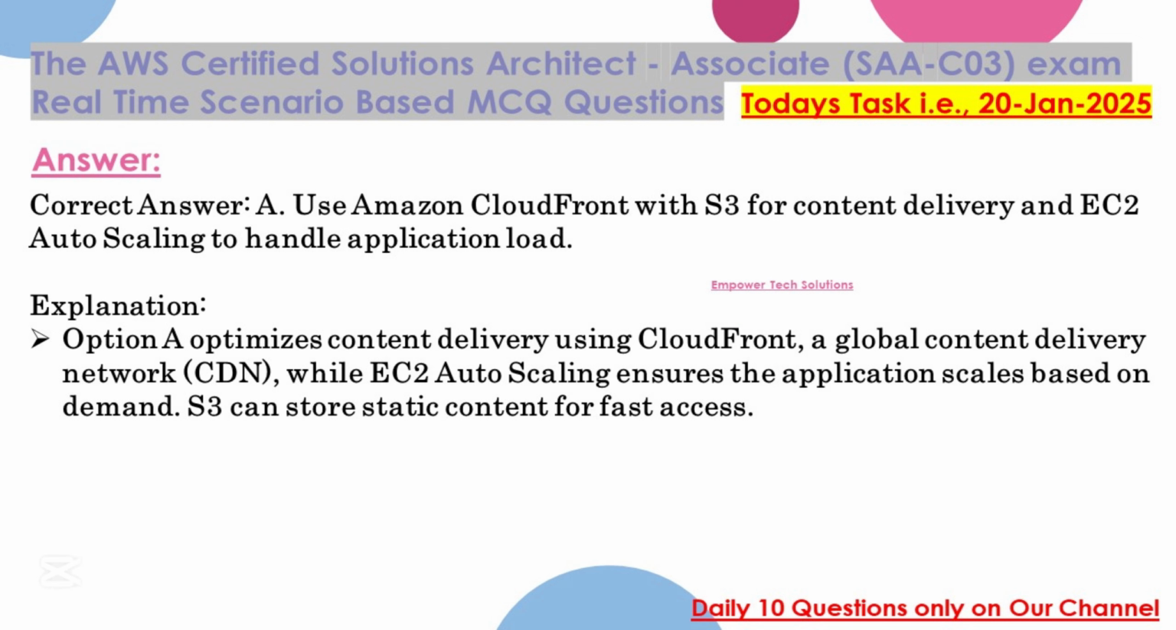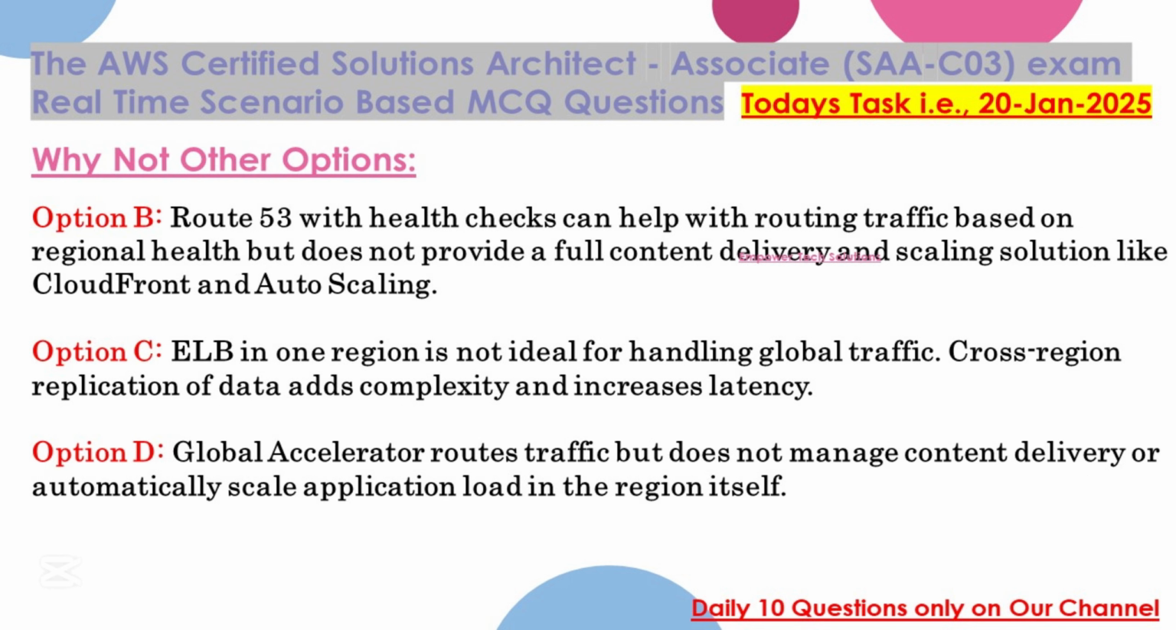Use Amazon CloudFront with S3 for content delivery and EC2 auto-scaling to handle application load. Explanation: Option A optimizes content delivery using CloudFront, a global content delivery network, CDN, while EC2 auto-scaling ensures the application scales based on demand. S3 can store static content for fast access. Why not other options? Option B.